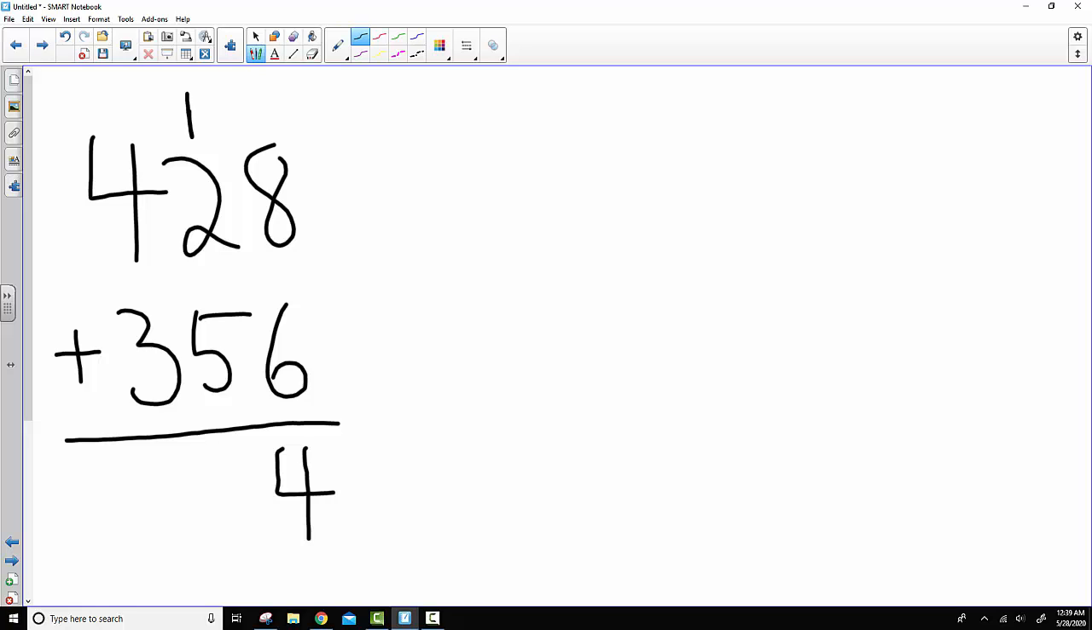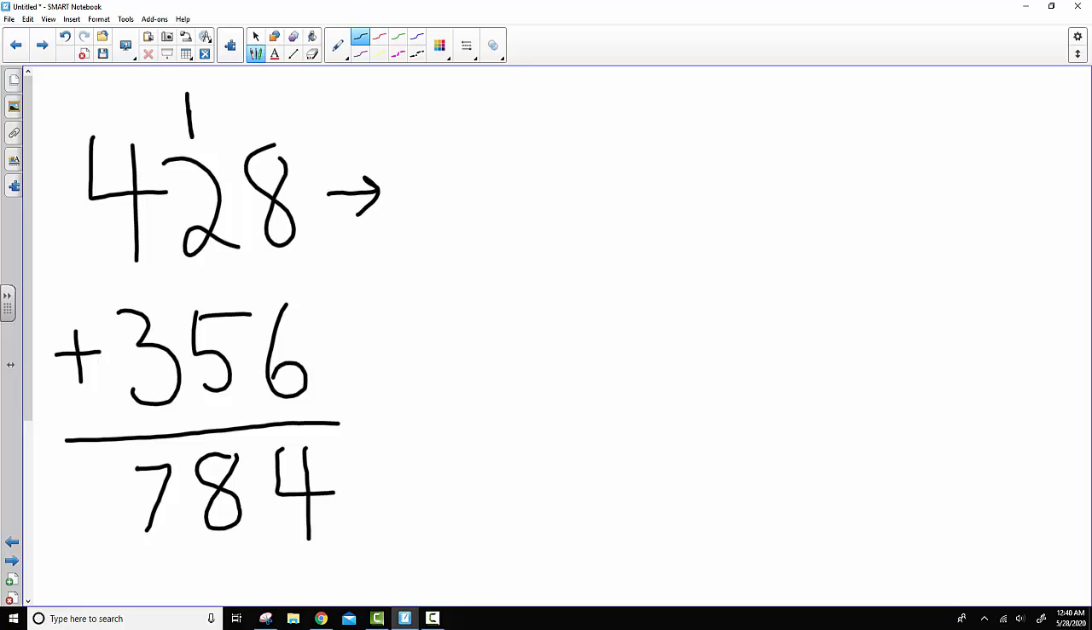Now we're ready to add our tens column. 1 plus 2 is 3. 3 plus 5 is 8. We have 8 tens in the tens column. Looking at our hundreds column, 4 plus 3 is 7, or 7 hundreds. We now have 7 hundreds. So our answer for 428 plus 356 is 784.